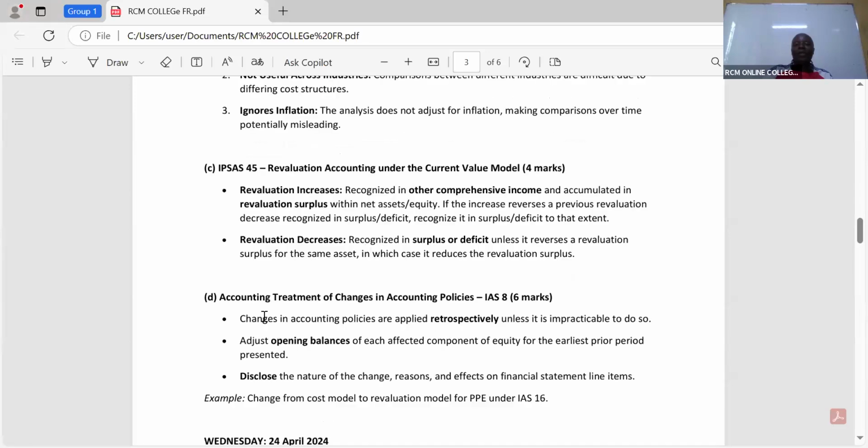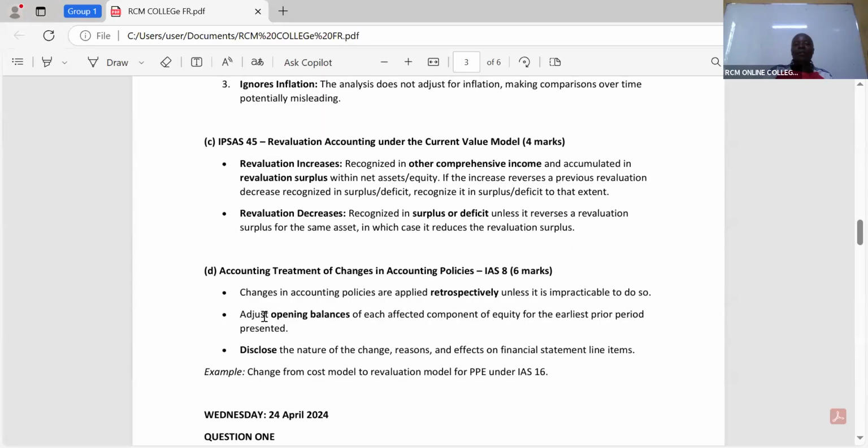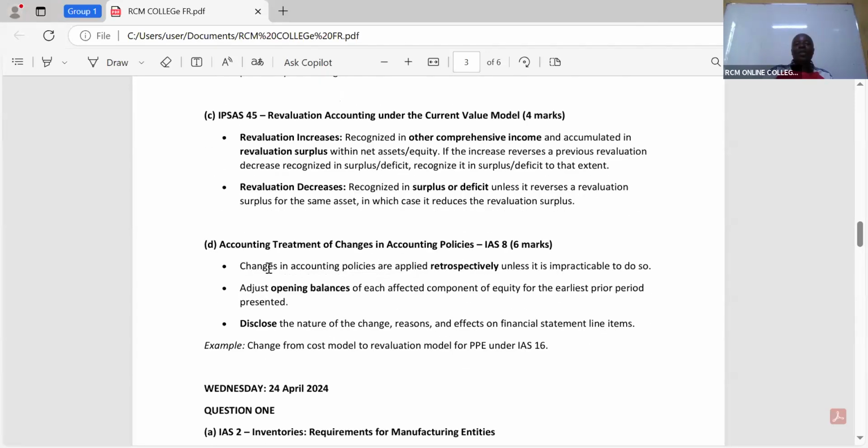So, accounting treatment of changes in accounting policies: they are applied retrospectively. Adjust opening balances of each affected component, that's very good. And then of course there must be adequate disclosure of the change in accounting policy in the notes.